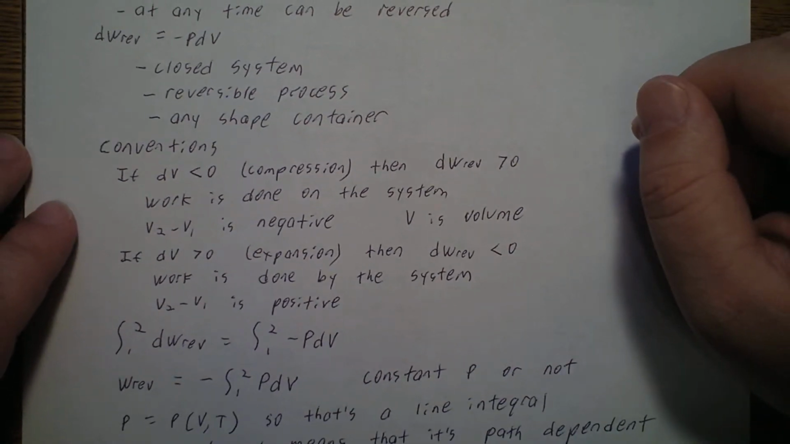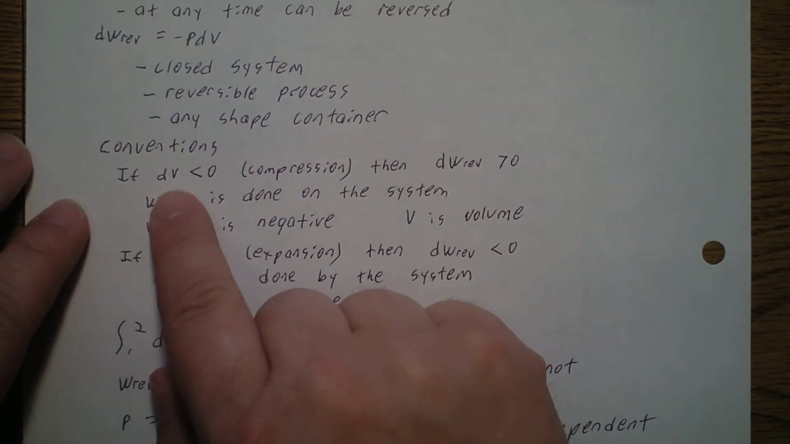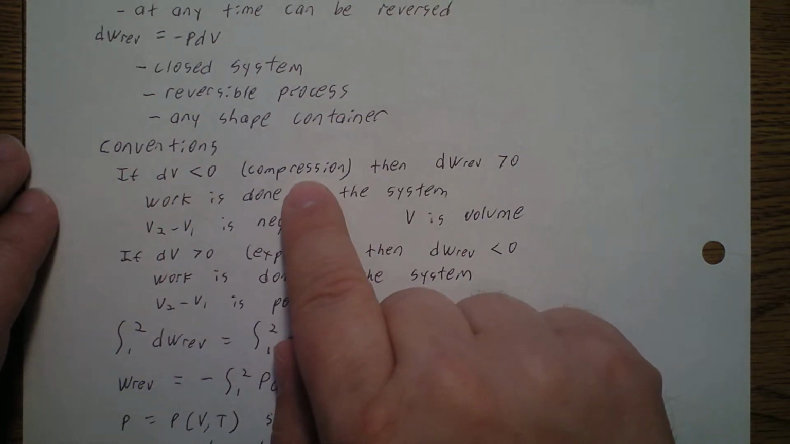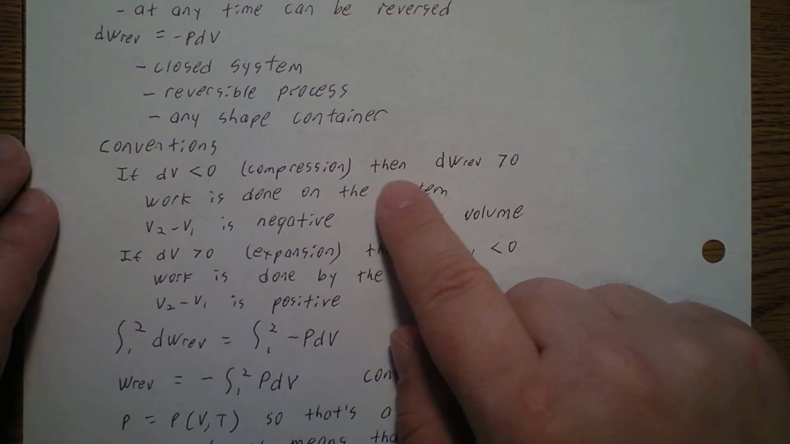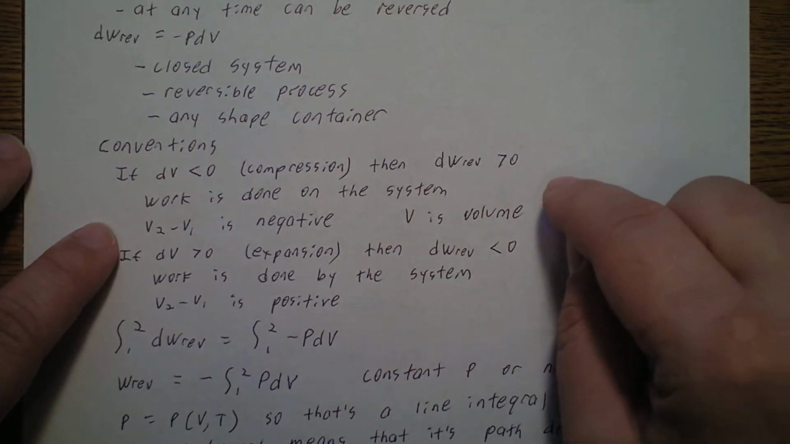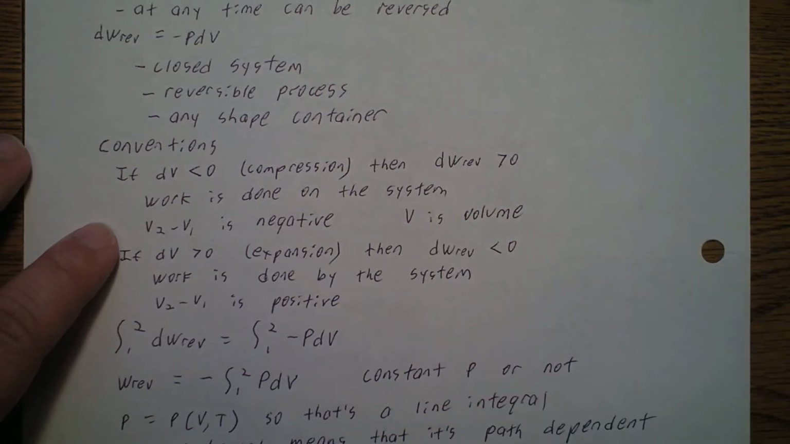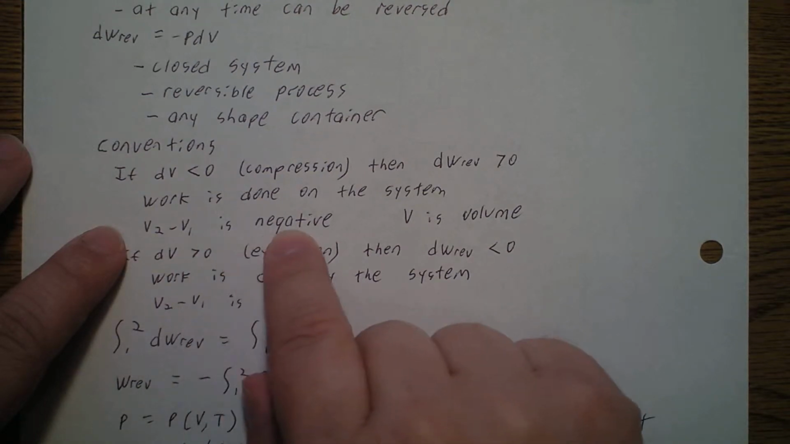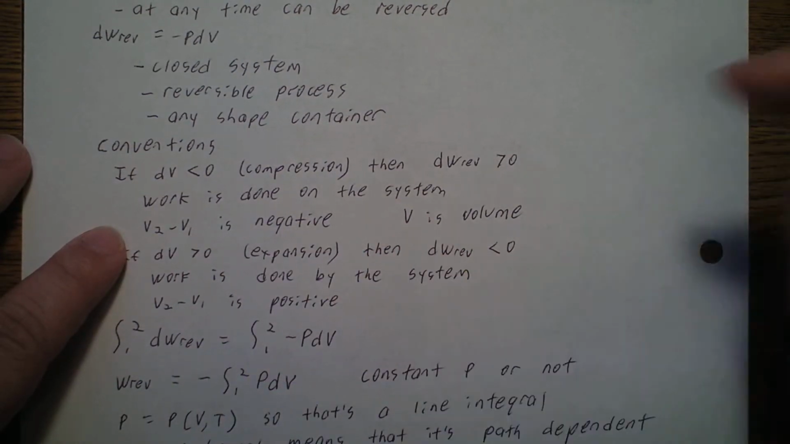Now, I already mentioned this before, our conventions. If the differential of volume is less than 0, it means our system is getting smaller, so it's being compressed. Well, then the reversible work has to be greater than 0. Because to compress our system, we have to do work on the system. So the final volume minus the initial volume is going to be negative, since our system shrank.